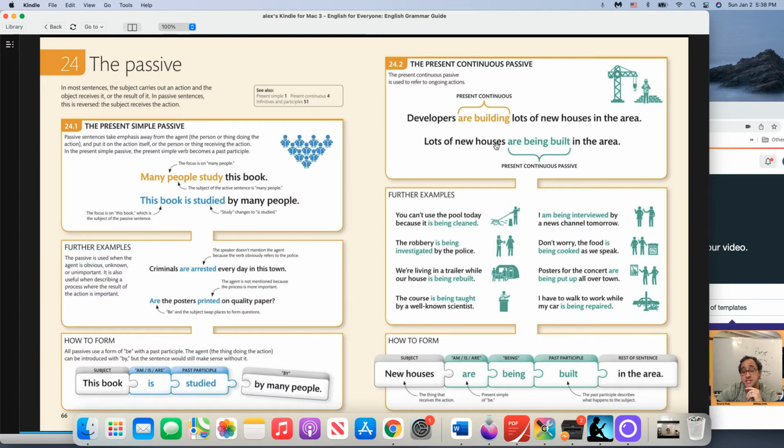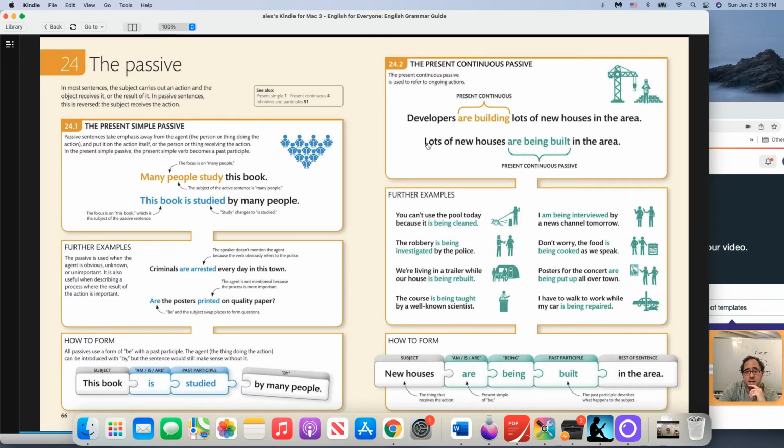Lots of new houses are being built in the area. What's missing from this? Developers have no part in this, right? It's kind of because it's assumed. Developers are the ones that would build these things. The government doesn't build anything in the US, it's only developers.